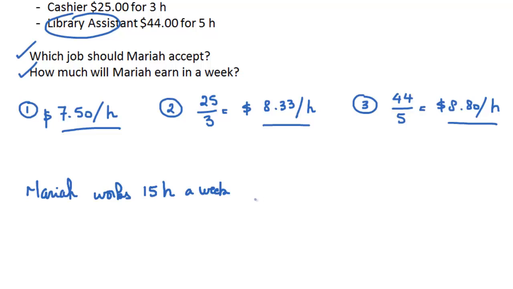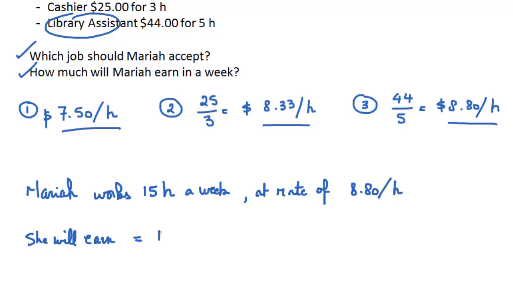And we know that the rate of $8.80 per hour. So in this case, it's very easy. I can say she will earn 15 hours and the rate is $8.80. The total is gonna give me $132, and this is her salary per week.